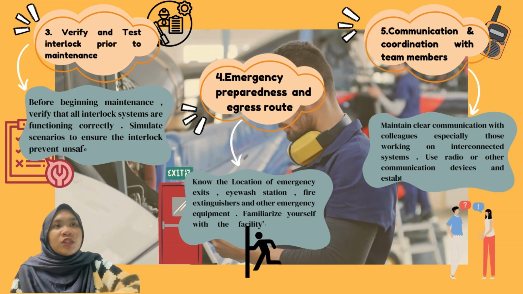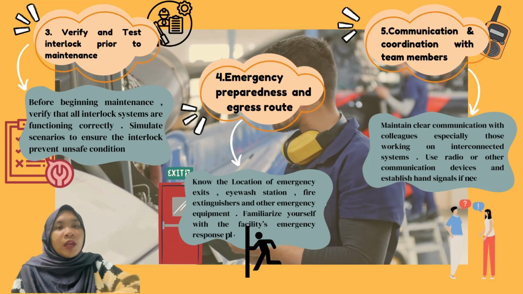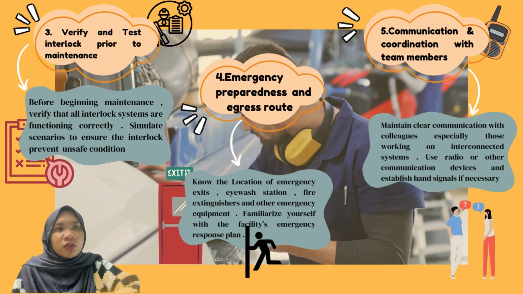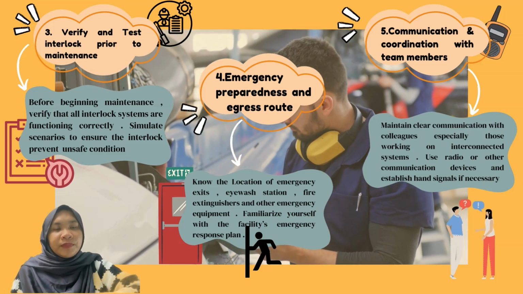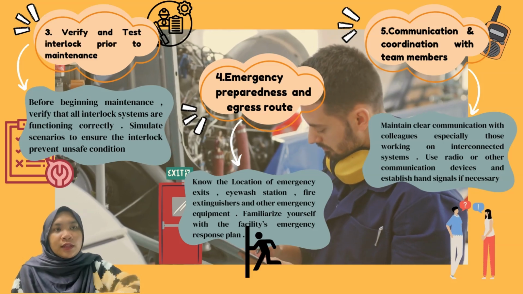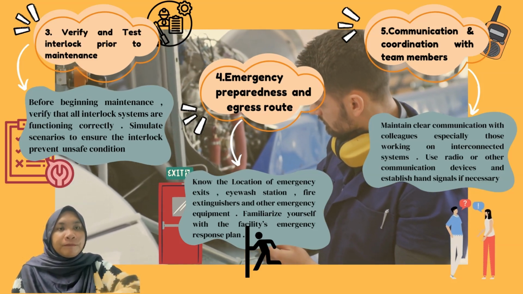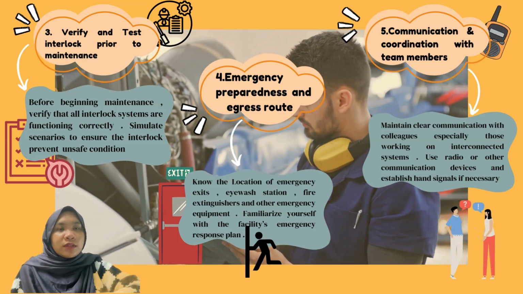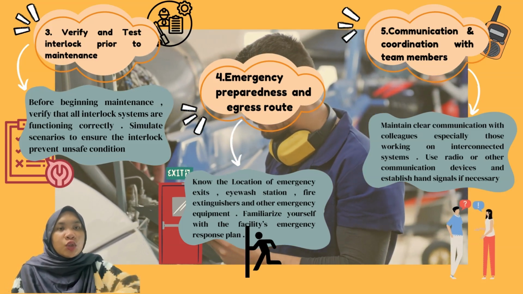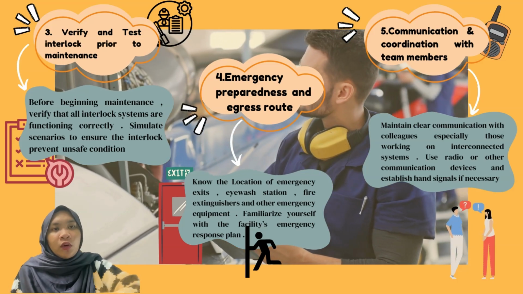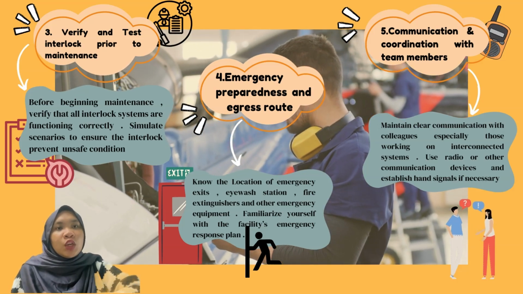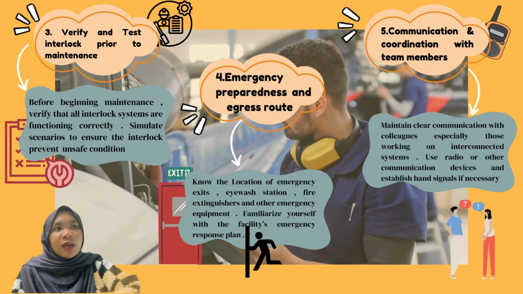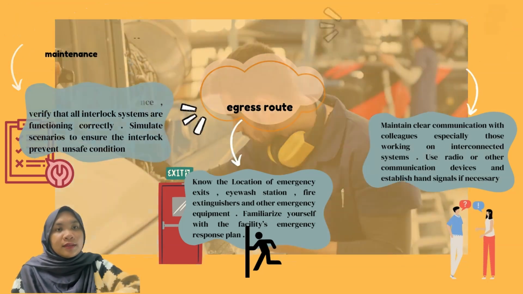The fourth one is emergency preparedness and egress route. Know the locations of emergency exits, eye wash stations, fire extinguishers, and other emergency equipment. Familiarize yourself with the facility emergency response plan. Besides that, communications and coordination with team members. Maintain clear communication with colleagues, especially those working on interconnected systems. Use radio or other communication devices and establish hand signals if necessary.